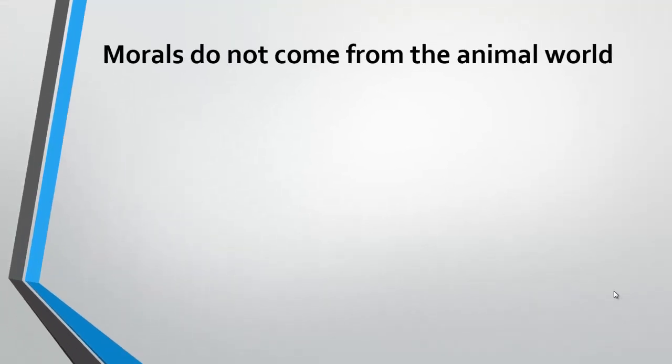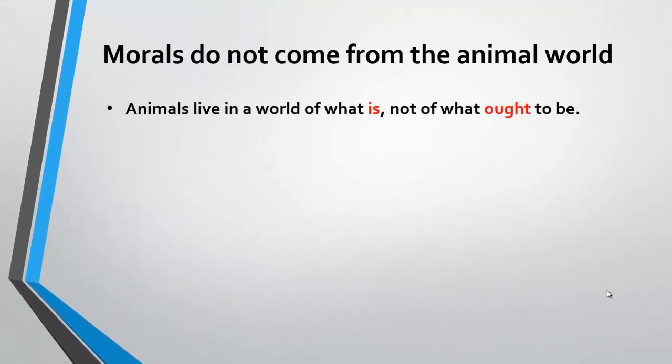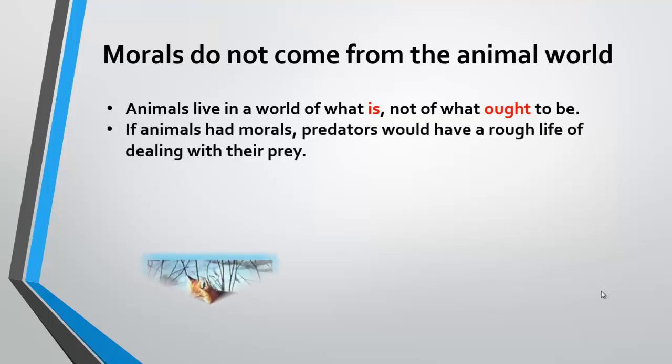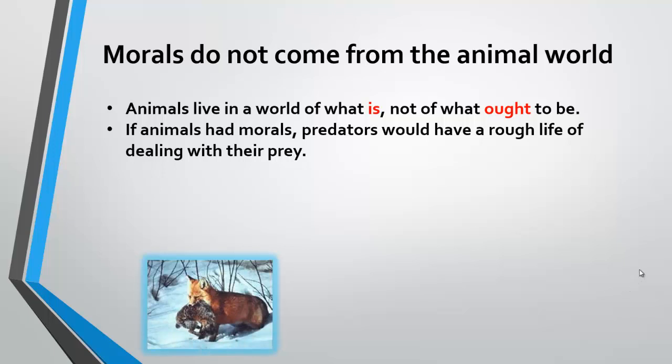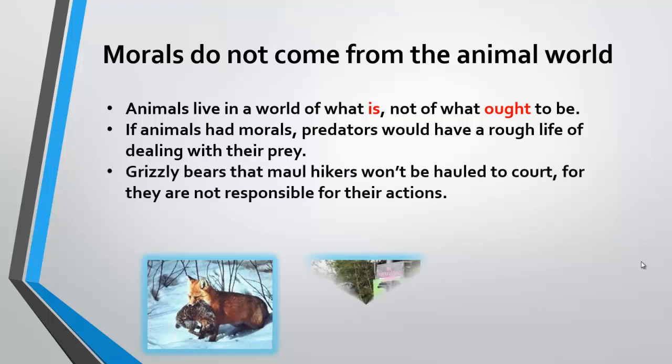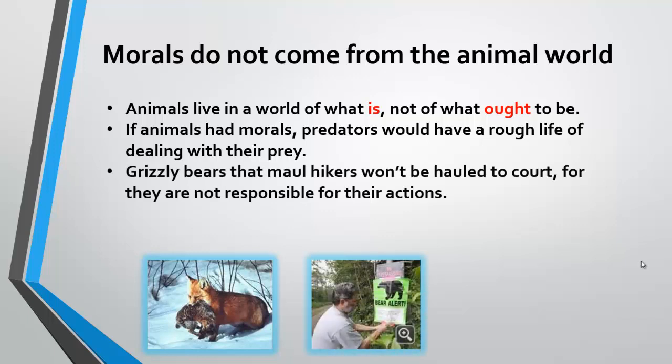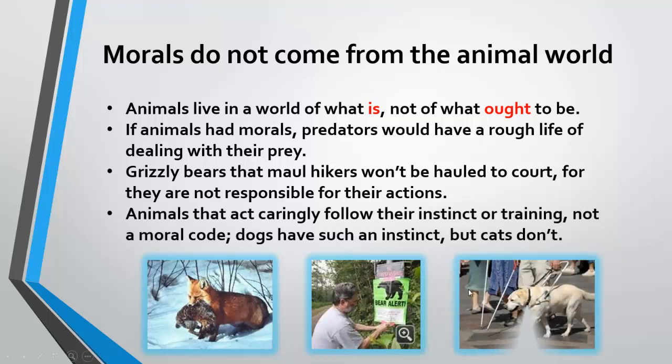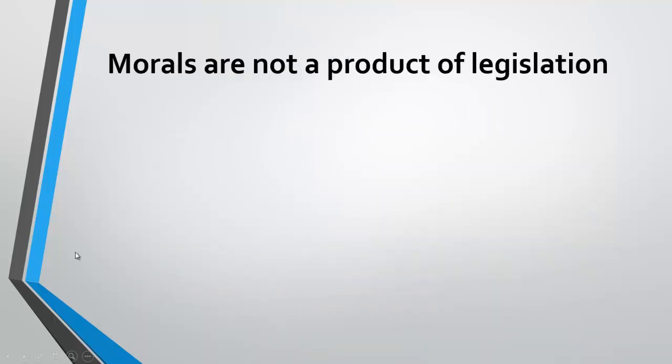Morals do not come from the animal world either. Animals live in a world of what is, not of what ought to be. If animals had morals, predators would have a rough life. Grizzly bears that maul hikers won't be hauled into court, for they are not responsible for their actions. And animals that act caringly follow their instinct or training, not a moral code. Dogs have that instinct, cats don't.